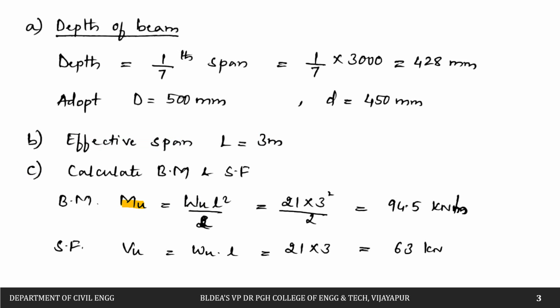Compared to the previous problems we have done on singly reinforced beams and all, the formula we use to calculate the moment and shear is going to change. Other things, mostly the concept of designing, will remain the same. The moment is calculated as WL square by 2. So W is 21, span is 3 squared, divided by 2. If you simplify, we will get 94.5 kilonewton meter. Next, the shear is WU into L, that is 21 multiplied by 3, and we will get 63 kilonewtons.